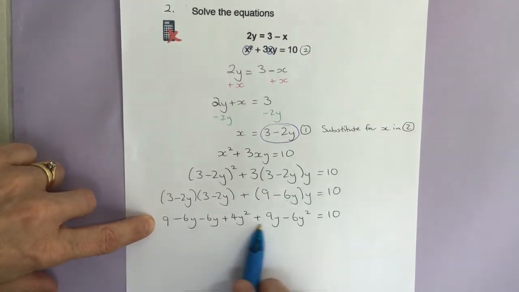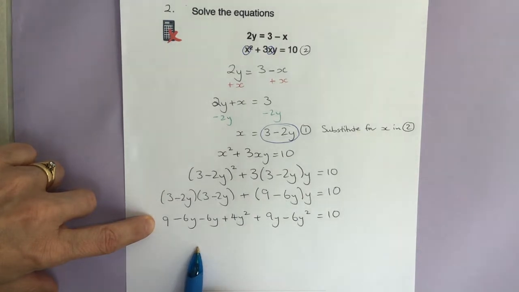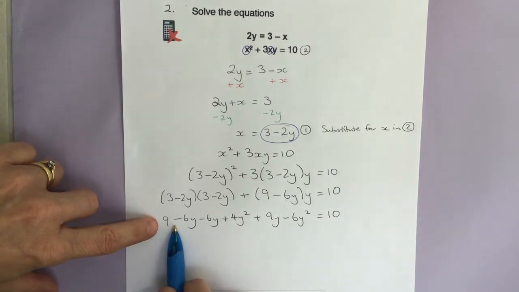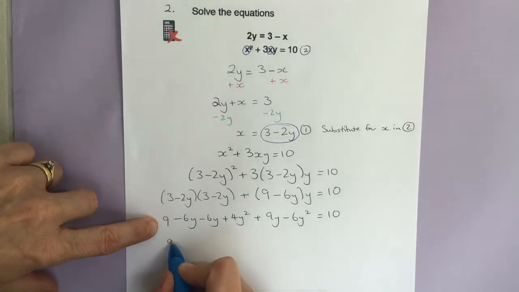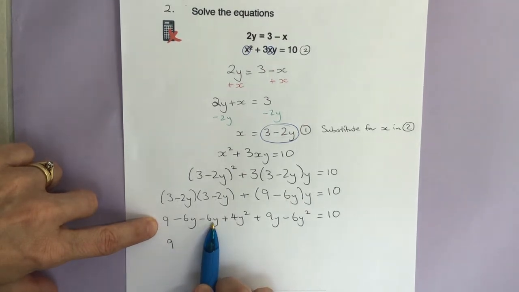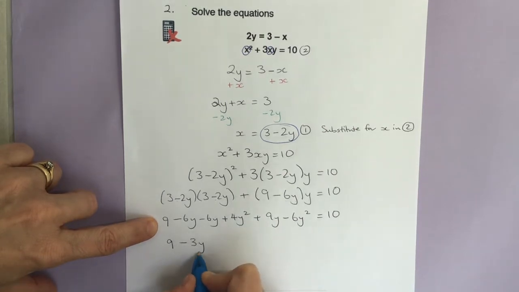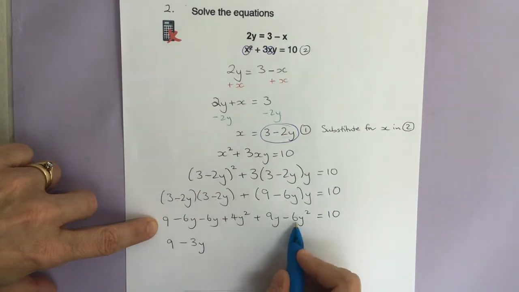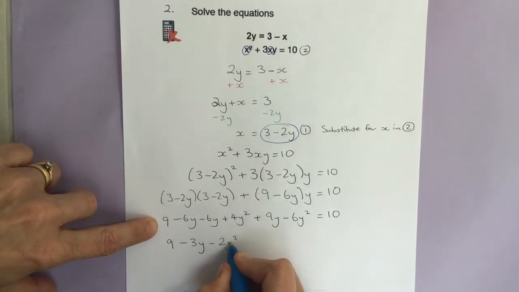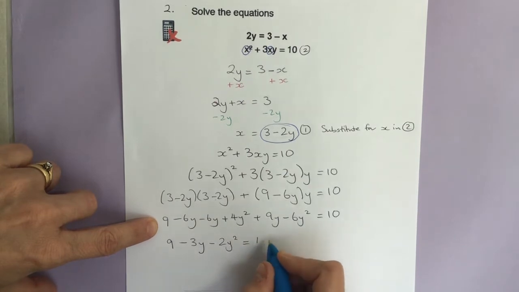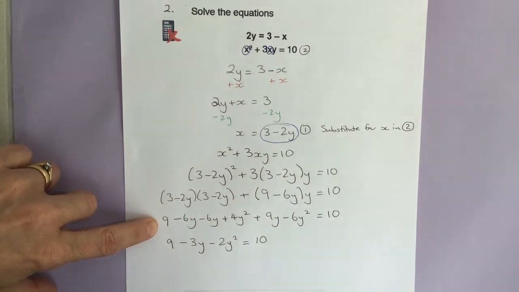We're going to end up with a quadratic equation equals 0, where we've got so many y squared, so many y's, and a number equals 0, and then we're going to look to solve that. So let's collect like terms here. So we've got 9 minus 6y minus another 6y is minus 12y, plus 9y, that's going to give me minus 3y altogether. So minus 12 plus 9 is minus 3. Plus 4y squared minus 6y squared, so that's going to give me minus 2y squared altogether, and that's equal to 10. Okay, now I've definitely got a quadratic here with y squared in it.